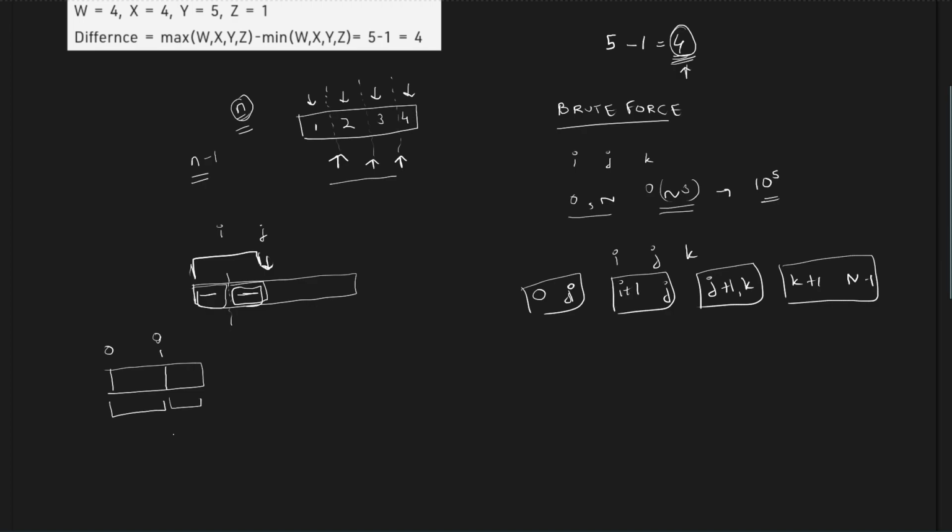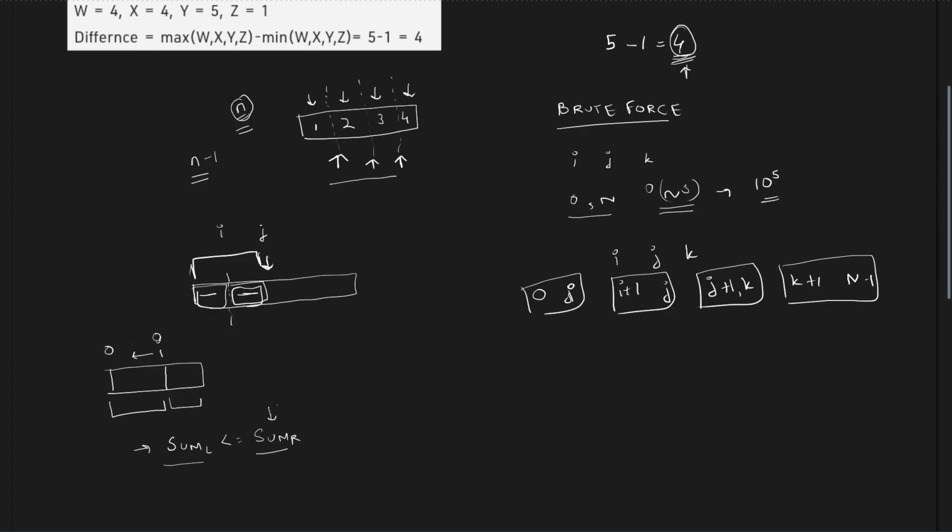The criteria will be: let me write it properly. The sum of the left subarray should be less than or equal to the sum of the right subarray. If the sum of the left is smaller, then I can move my pointer to the right. Why? Because this will increase the sum of the left subarray and decrease the sum of the right subarray. But if the sum of the right subarray is smaller than the sum of the left subarray, then I can move my i pointer to the left, so that it will decrease the sum of the left subarray and increase the sum of the right subarray.